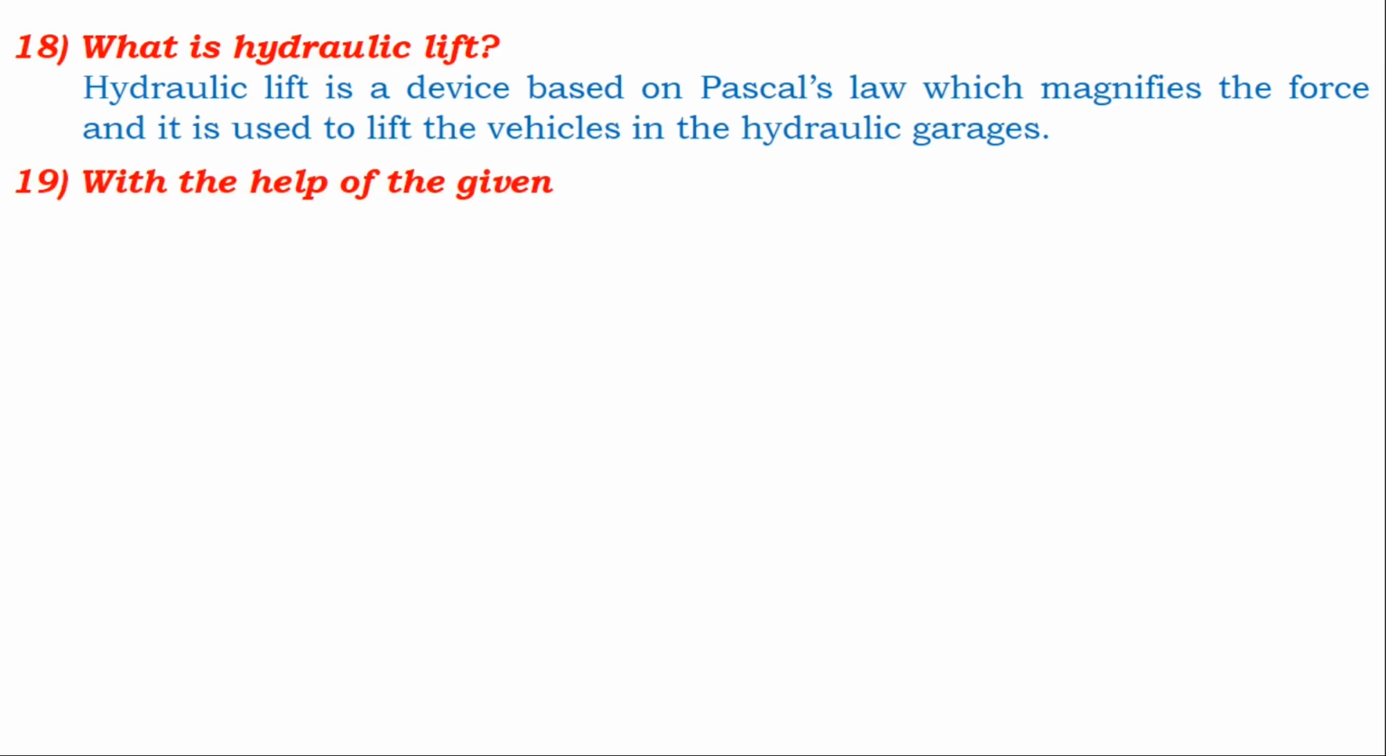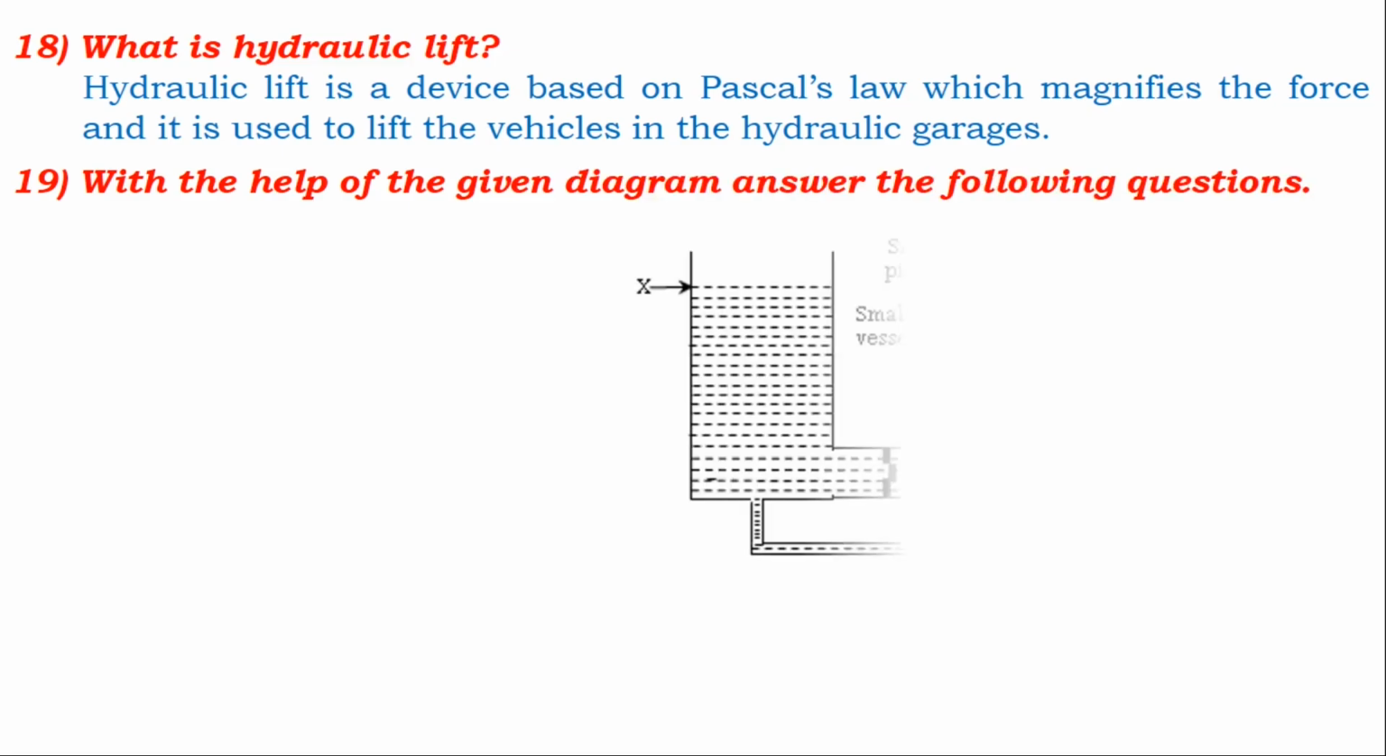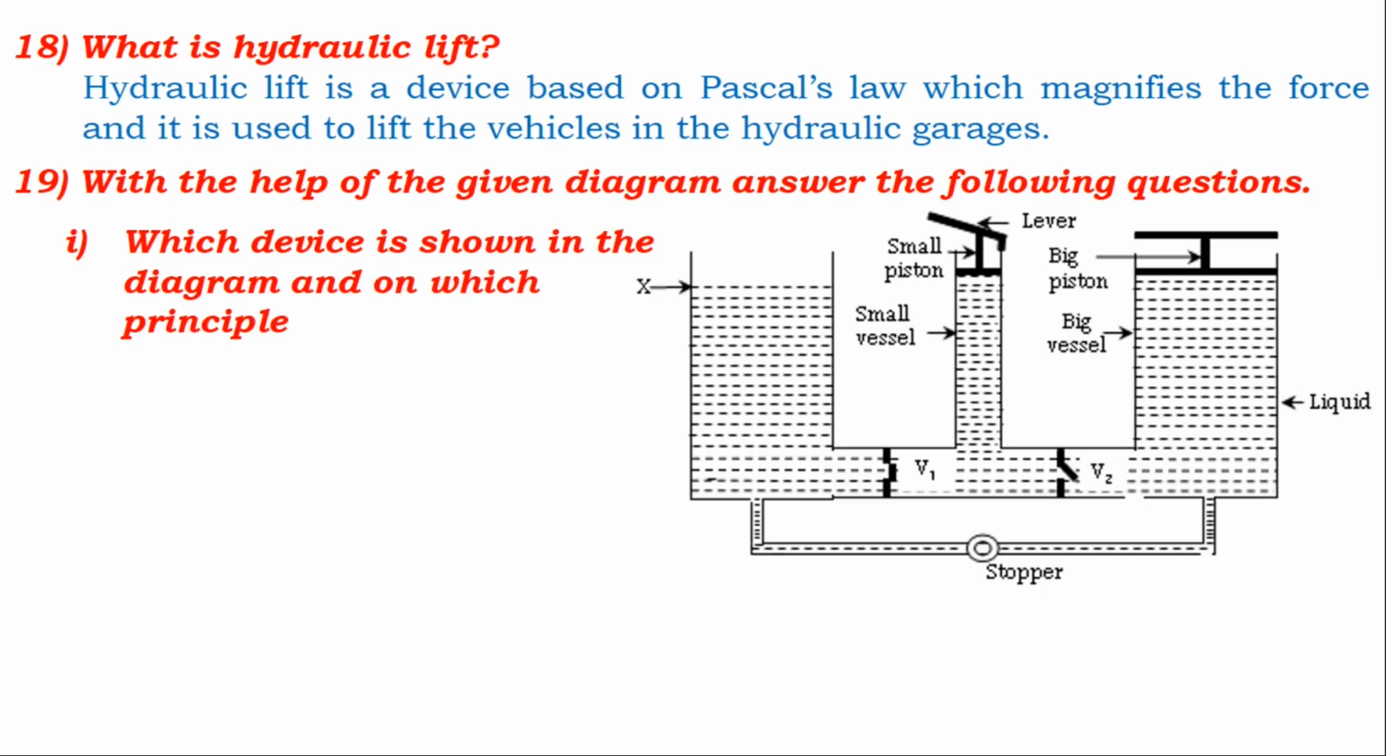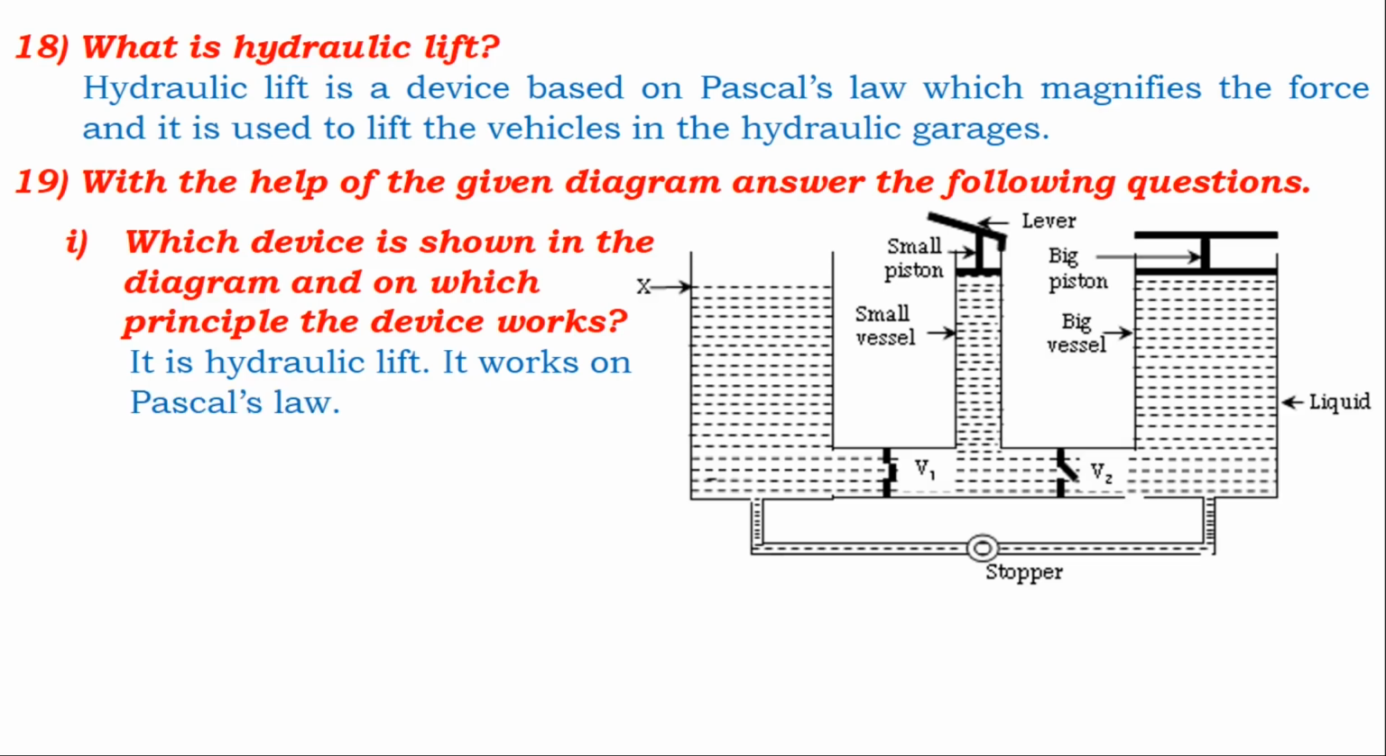Question number 19. With the help of the given diagram, answer the following questions. Now, diagram should be given. It seems to be a very big diagram. Okay, now let's go through the question. Which device is shown in the diagram and on which principle does the device work? This is hydraulic lift. That's why the answer is, it is hydraulic lift. And it works on the principle of what? Pascal's law.